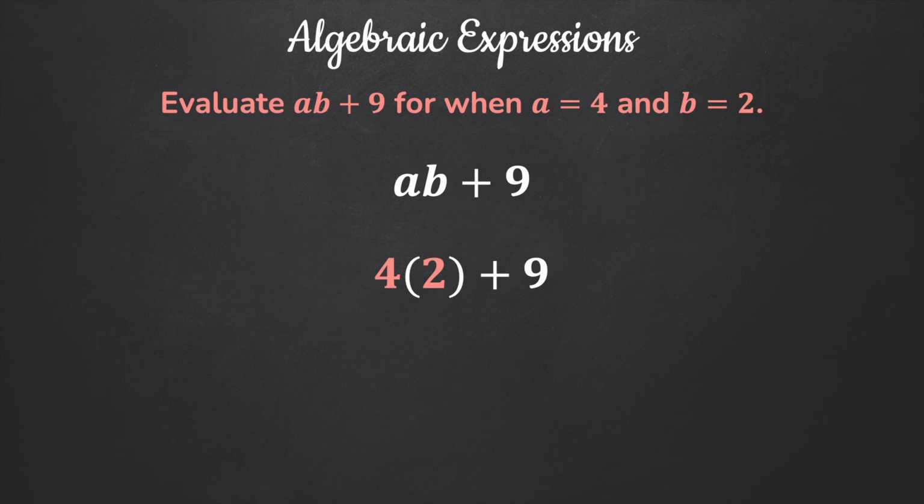So here I have 4 times 2 plus 9. And according to order of operations, we do multiply first. So 4 times 2 is 8. And then 8 plus 9 is equal to 17.